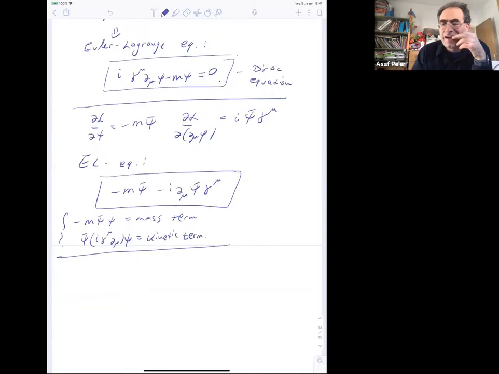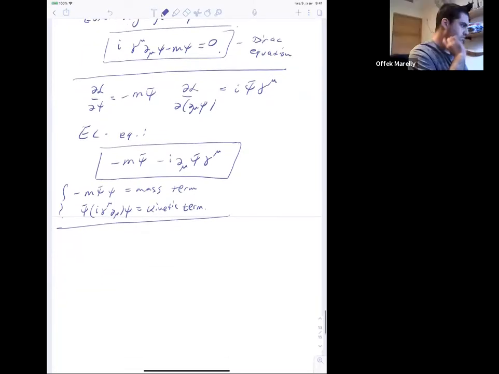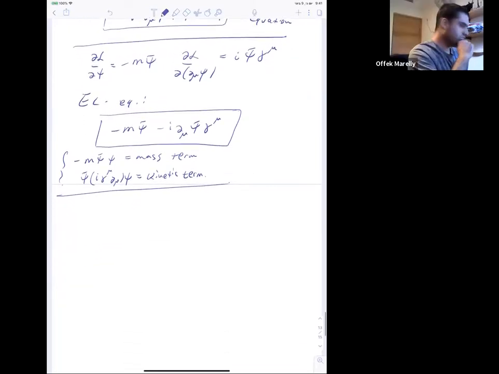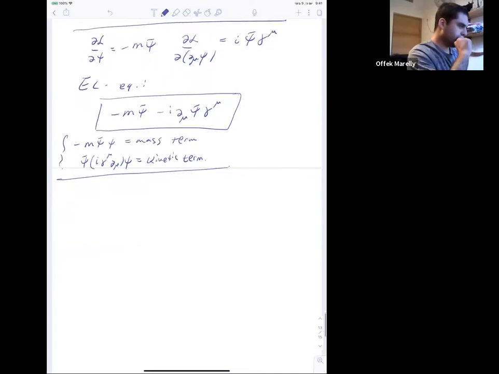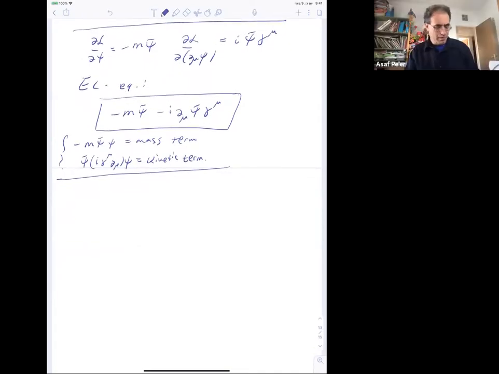You all with me? Yes. Questions? Okay, let's move on. We still have the relativistic vector field. So 3 would be the relativistic vector field.